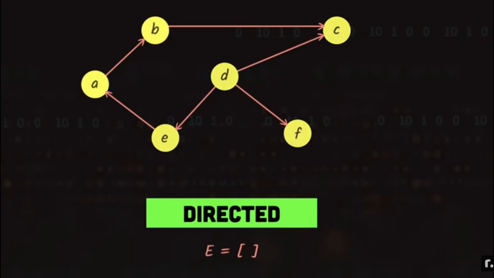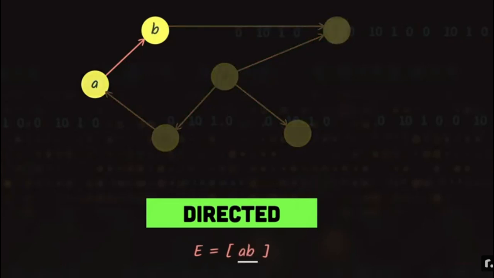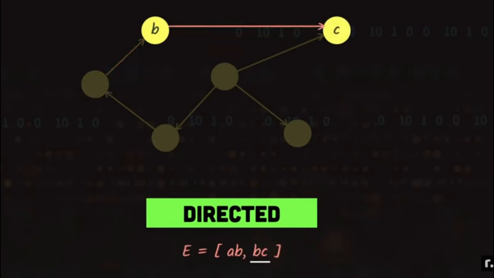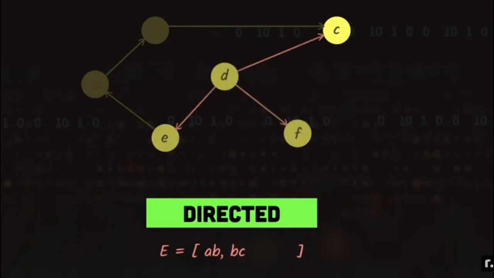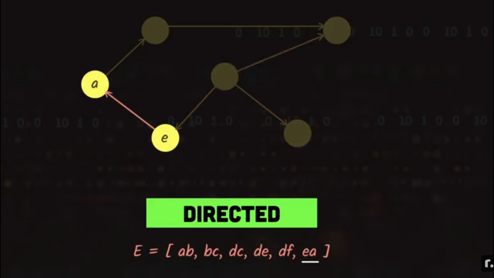So from A we'll have AB, from B we can travel to C, so we have BC, then we have C. We can't travel from C to any other node, so we don't have any edge here. Next we have D. From D we'll have the edges DC, DE and DF. From E we have EA, and finally we have F, from which we can't travel anywhere, so we don't have any edge. Alright, let's look at some graph terminology.